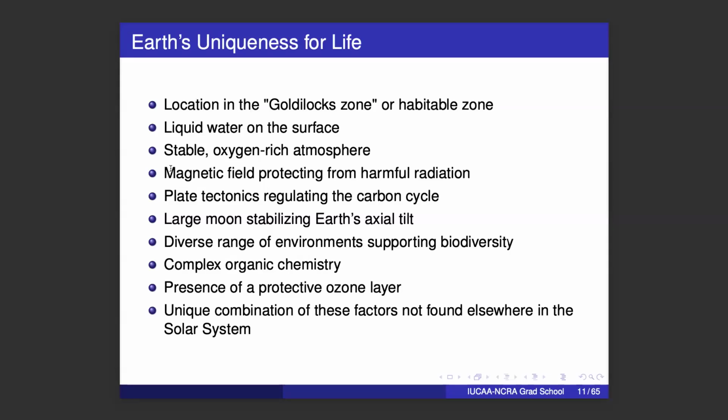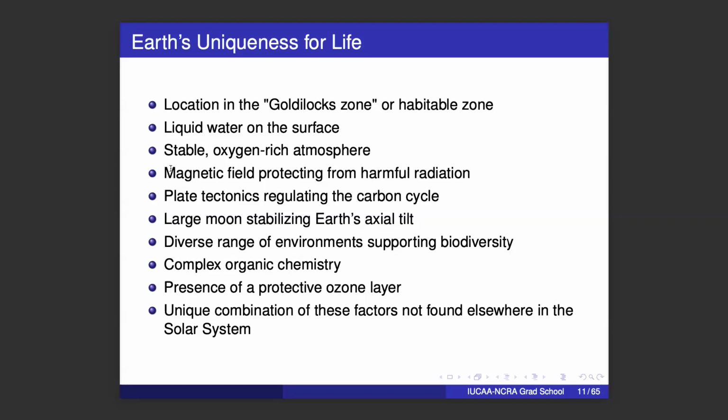It has a stable oxygen-rich atmosphere. In this one respect, it is absolutely unique in the universe so far. We have found no other planet which has a large amount of oxygen. It has a strong magnetic field, and that protects us from very high energy charged particles coming out of the sun.